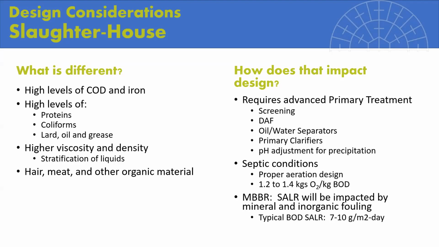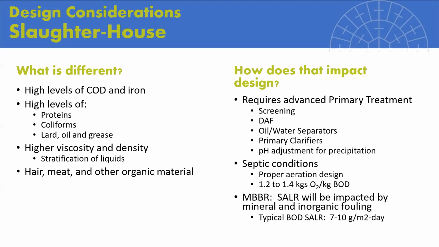The first thing we typically look at is the primary treatment. And in most cases, we're going to consider some form of advanced screening or dissolved air flotation. I would say, based on my personal experience, dissolved air flotation is used in most slaughterhouse applications that I have been involved with. They tend to be very compact, very high rate. They do an excellent job of separating oils and greases and solids. So you will find in a lot of cases that DAF and MBBR fit very well together for that reason.